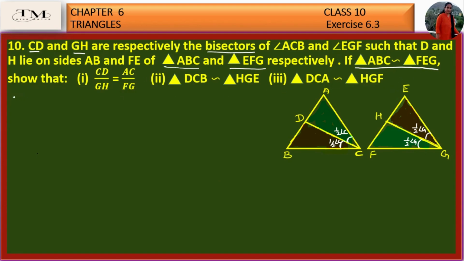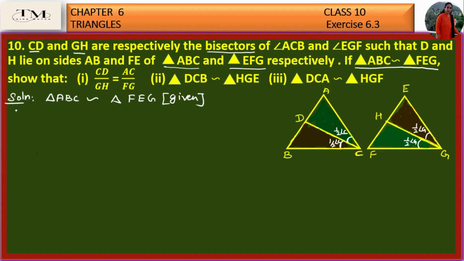Let us start the solution. What is given? Triangle ABC is similar to triangle FEG. So then what do we have? We have their corresponding angles equal.